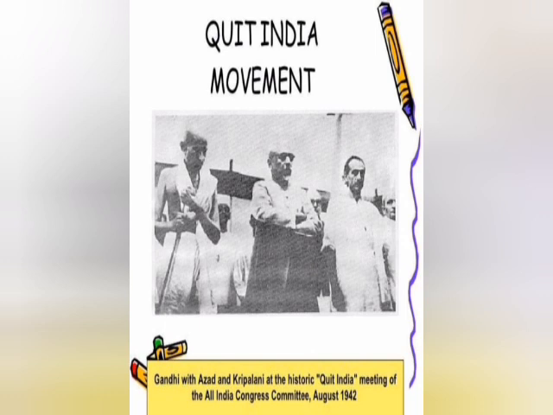Quaid-e-Azam's 14 points provided good ground for Hindu-Muslim unity, but the Congress arrogantly refused to accept them and kept insisting on the Nehru Report.